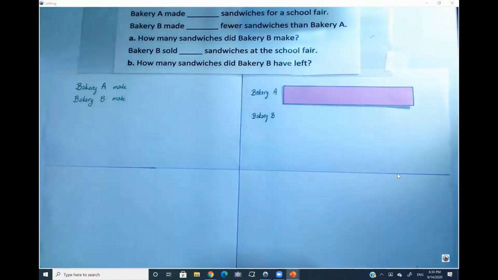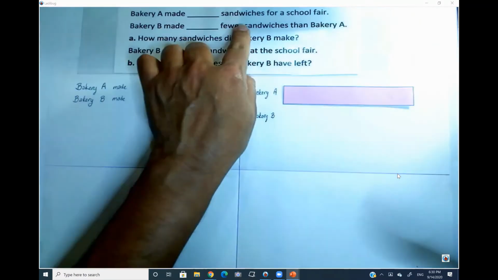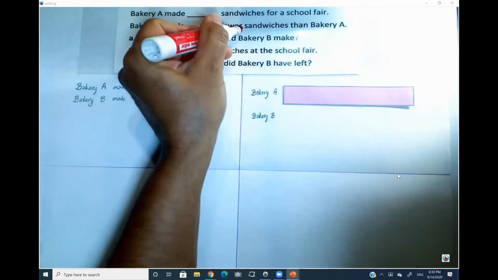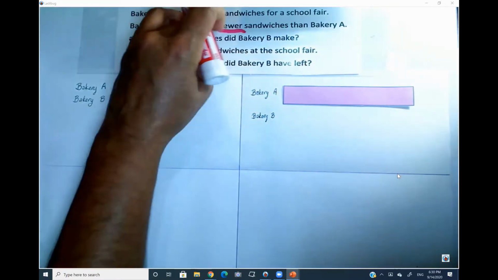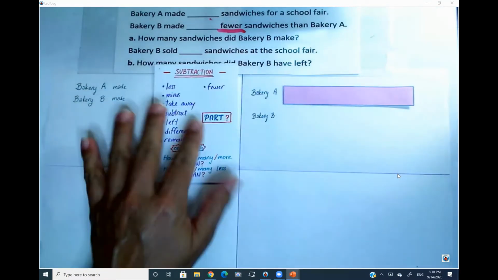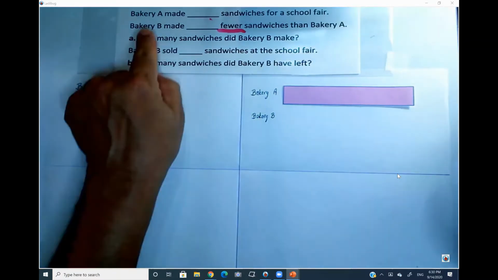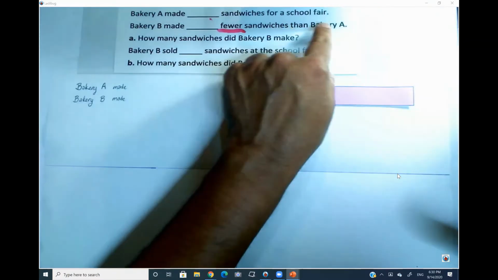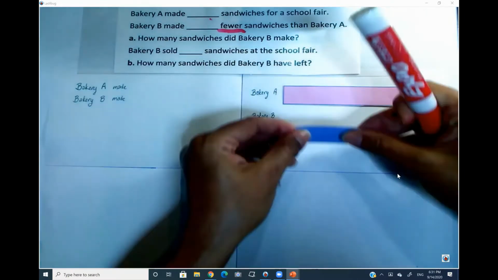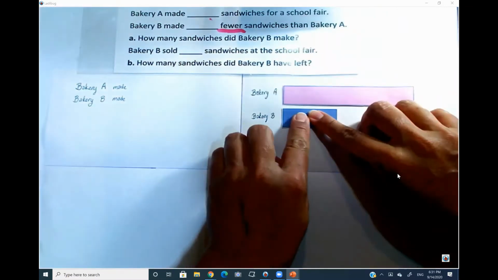Then if we keep reading, we're going to notice the second sentence that says Bakery B made fewer sandwiches than Bakery A. We don't know how many yet, but we have this keyword that means fewer. When we see the word fewer, remember, it's referring us to do some subtraction. So now I know that Bakery B made fewer sandwiches than Bakery A. If they made fewer, that means they have less. So this is going to be the number of sandwiches made by Bakery B.